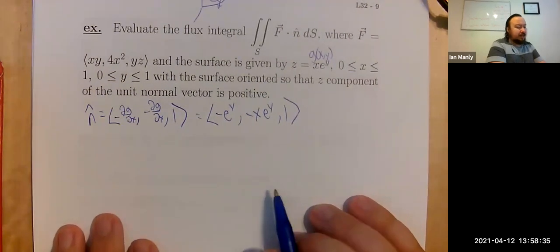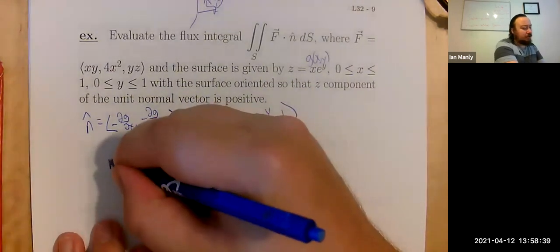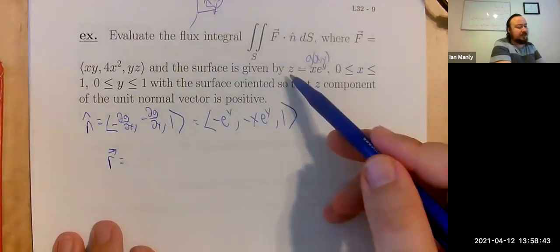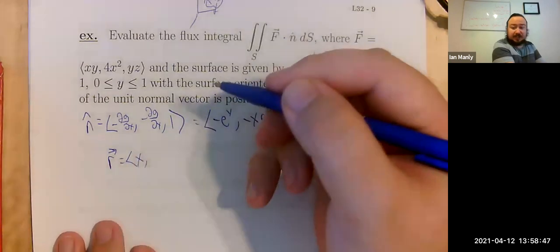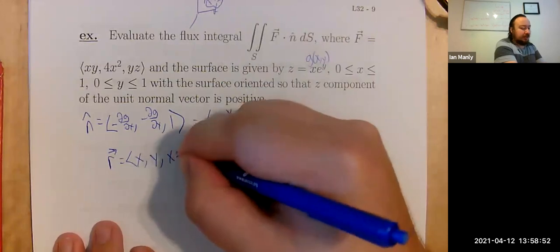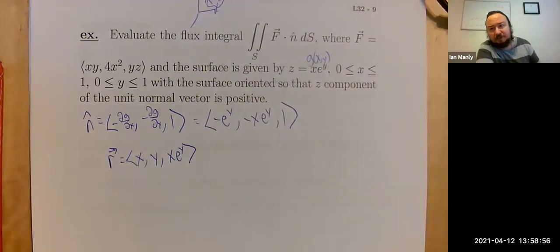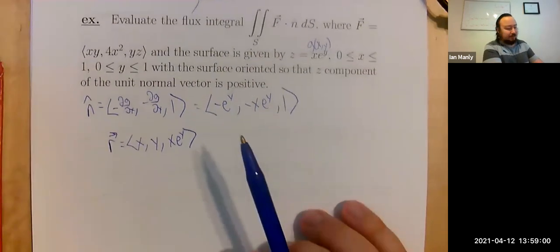Now we're ready to do our vector field. Remember, we usually want a parameterization of our surface, but in this case, since we have z as a function of x and y, we're just going to say x is the x coordinate, y is the y coordinate, and this function, x e to the y, is our z. This is like our basic parameterization if we already have our surface function.